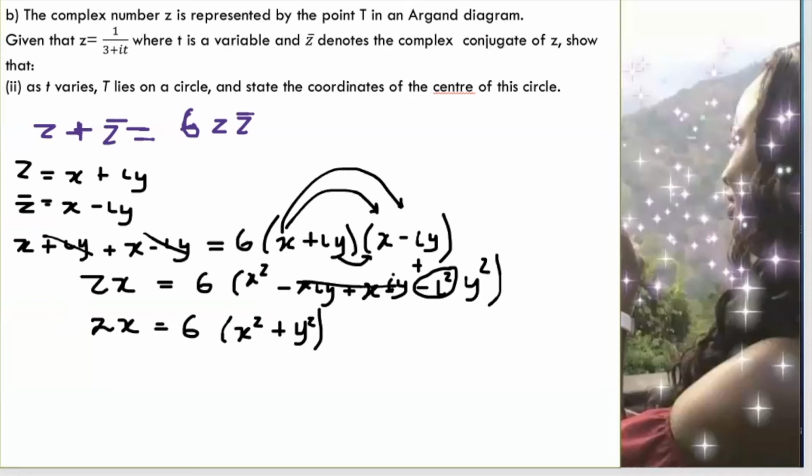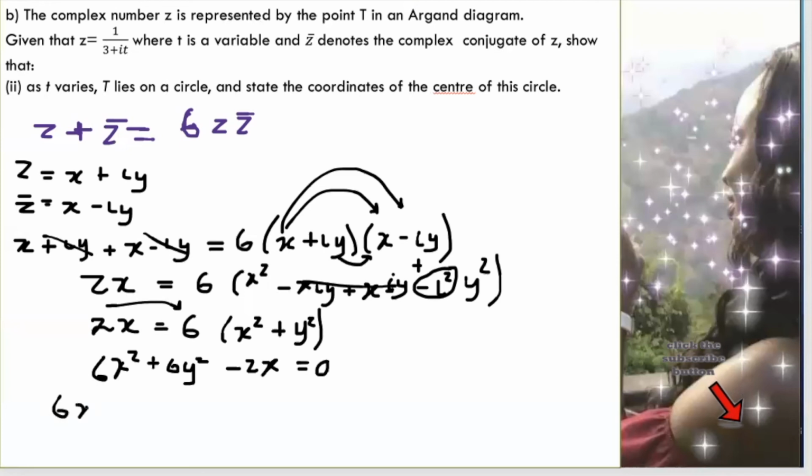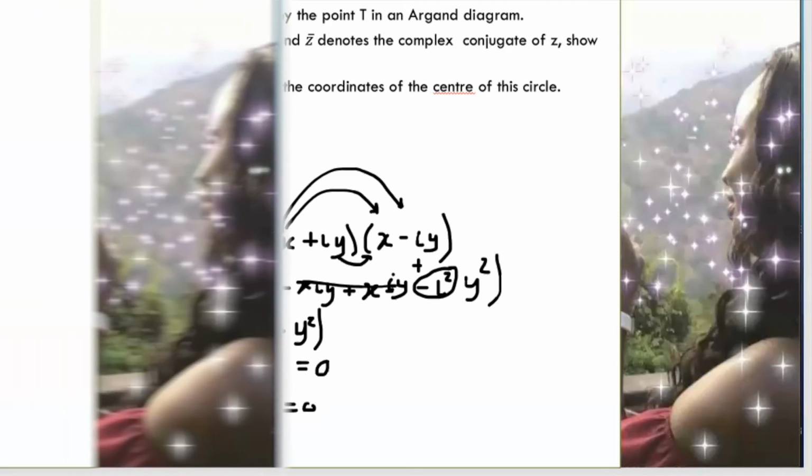So in this line, I'll have 2x also being carried over. So I'll have 6x squared plus 6y squared. As I explained, I'll multiply and then carry the 2x over the equal sign so it becomes negative. Now I'll be grouping the x together, so I have 6x squared minus 2x. Then I have plus 6y squared equals 0.